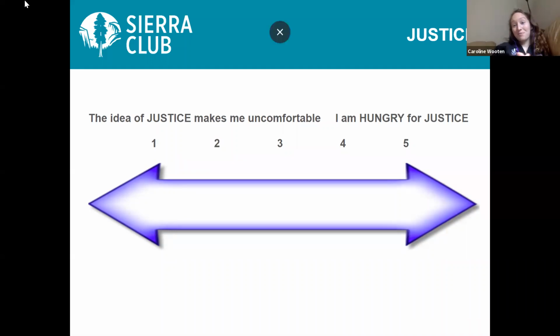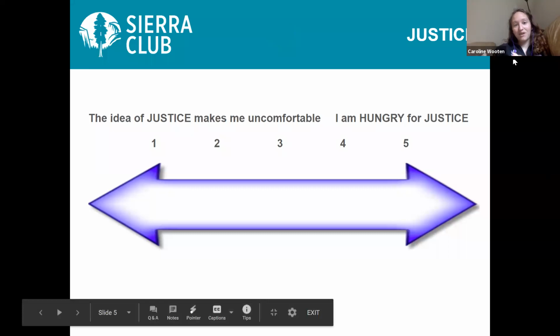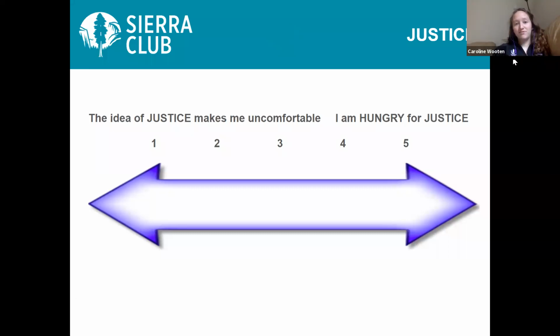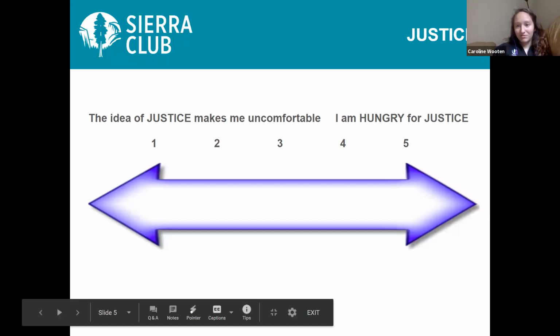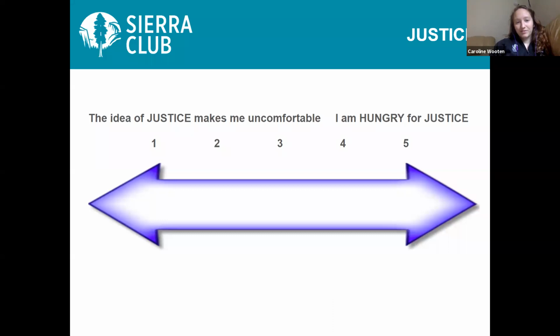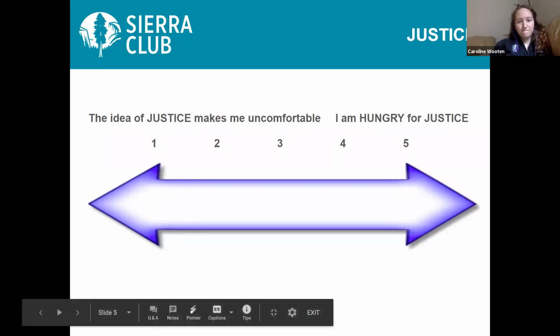So now we're going to do the same thing, but with justice. So if you are hungry for justice, put a 5. If the idea of justice makes you uncomfortable, put a 1. And if you're somewhere in between, you can put 2, 3, 4. You can add some decimal points if you want. Ooh, we're seeing a lot of 5s.